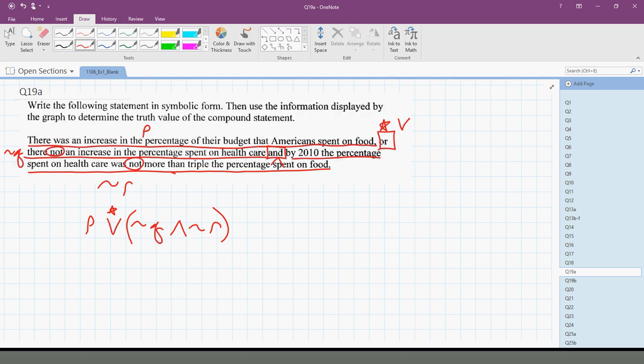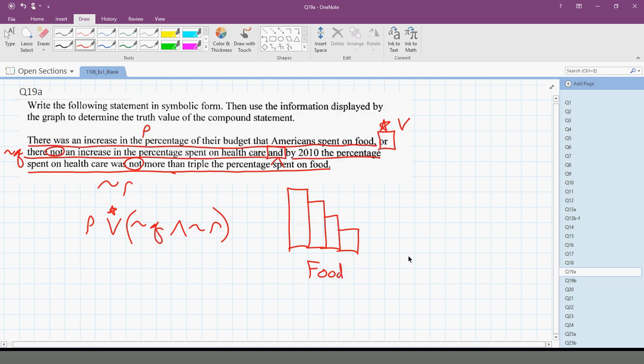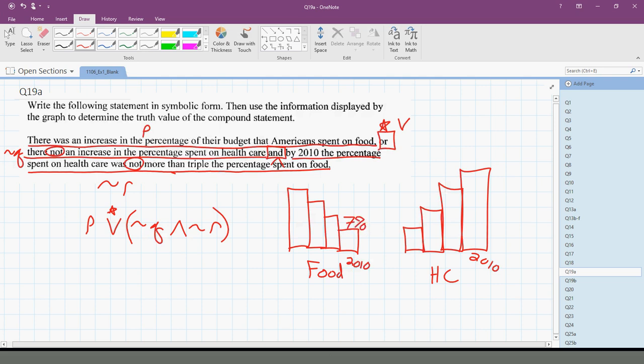Well, in order to do that, we needed that little picture. Let me give you a brief idea of what this picture looks like. This right here was food over the years. This right here represents health care over the years. This guy right over here is 2010. And the percentage for that, what was the percentage in 2010 for food? 7%. And then for healthcare, it was 16%, right?